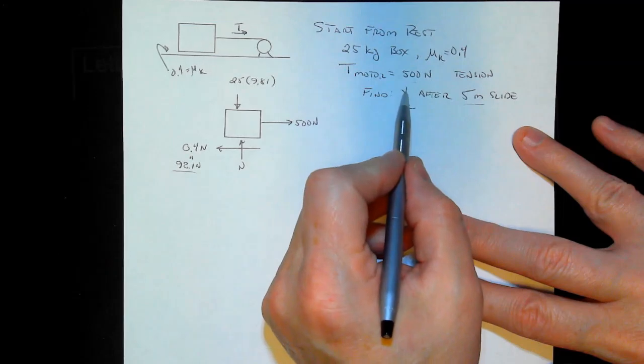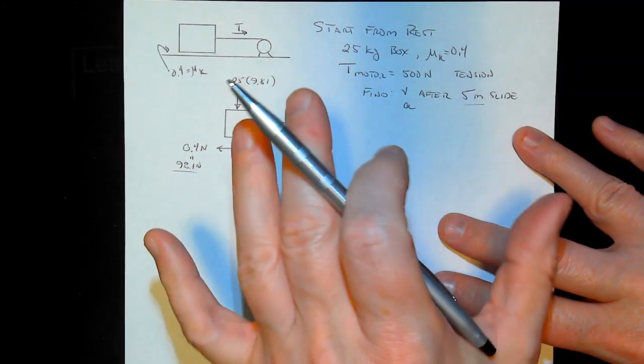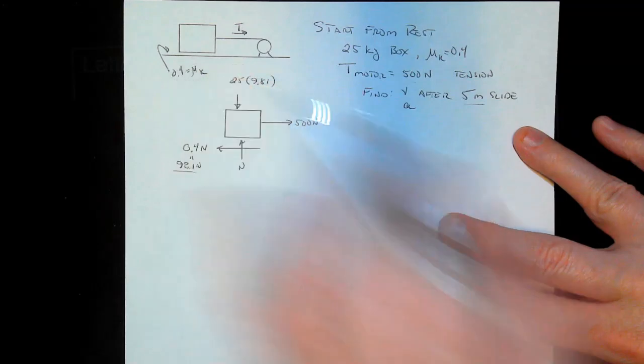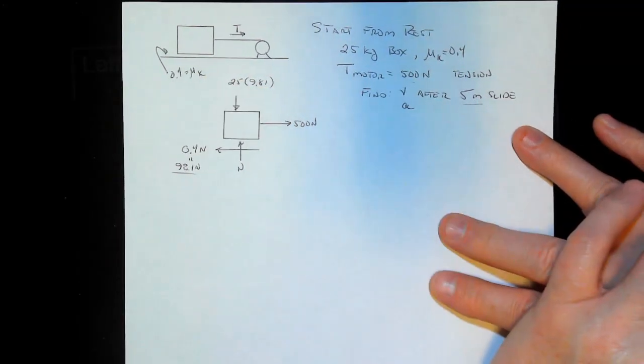So here we have velocity and distance. Whenever you see velocity and distance related, it's guaranteed to be an energy problem. And once I'm done, we want to figure out what the acceleration is.